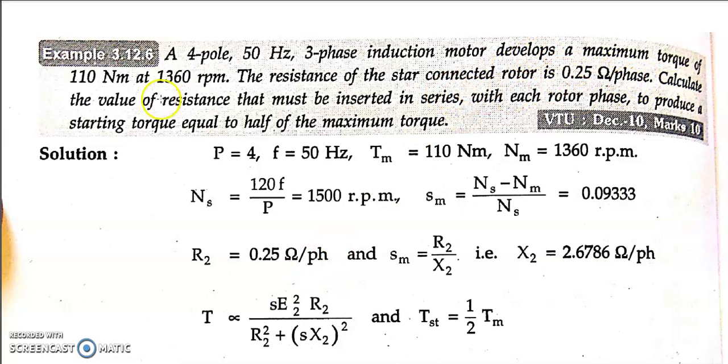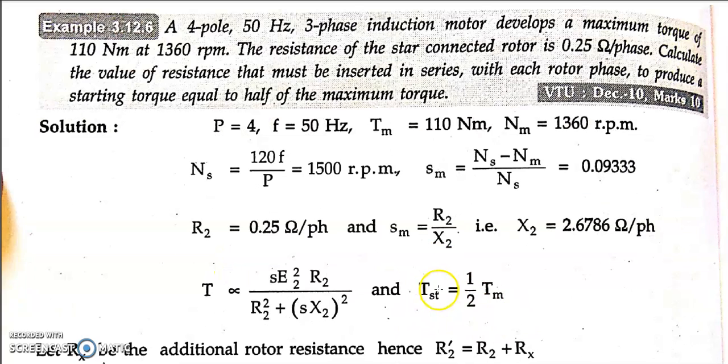Standstill we shall assume. Calculate the value of resistance that must be inserted in series with the rotor phase to produce a starting torque equal to half of the maximum torque. The condition is that starting torque should be half of the maximum torque. So to achieve this, I'm going to add a resistance to the existing value of R2 in the rotor, R2 plus Rx I can call it. How much should be the value of Rx such that this condition is achieved?